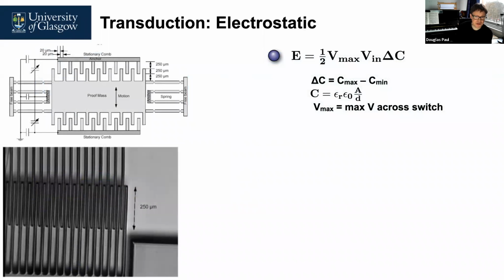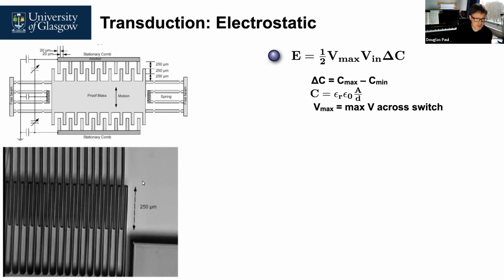If we look at the electrostatic, this is where we actually have to have an input voltage. As the proof mass with the interdigitated fingers moves compared to the side, we get a voltage being created, and the energy that's available relates to the change in capacitance. So just as the distance between these fingers changes, we have a change in the capacitance. So we go between a maximum and a minimum value, and the V max is the maximum voltage we have across this switch that's here.